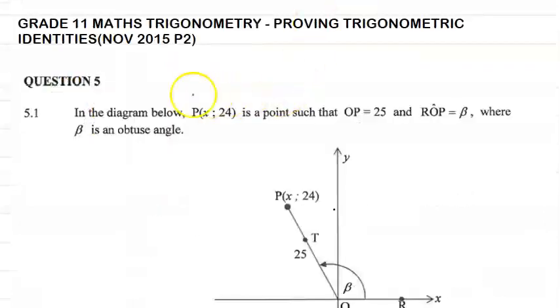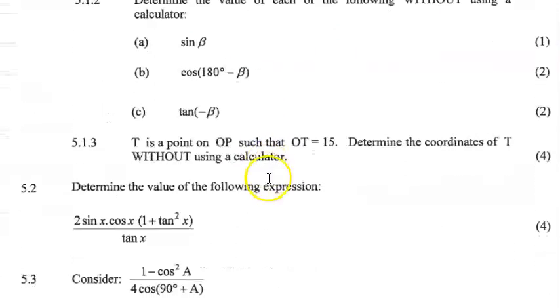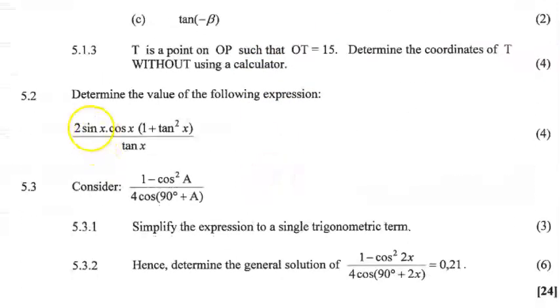First question that I want to look at today under proving trigonometric identities is from the November 2015 paper 2. Let's look at that particular question. This question 5.2 says determine the value of the following expression. This is not an identity per se, where you're proving the left-hand side equals the right-hand side. However, whatever you use in proving trigonometric identities, you are going to use in solving this example.